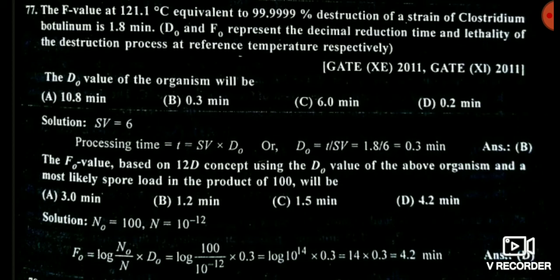But friends, here it is said that based upon the 12D concept, means 12 times D. So for 1D it is divided by 10, so for 12 times D it is divided by 10 to the power 12, that is 1 by 10 to the power 12. So here you see that the final value of spores is 10 to the power minus 12. So you should calculate F is equal to D naught log base 10 of N naught by N, and you will get the value, that is 4.2 minute.